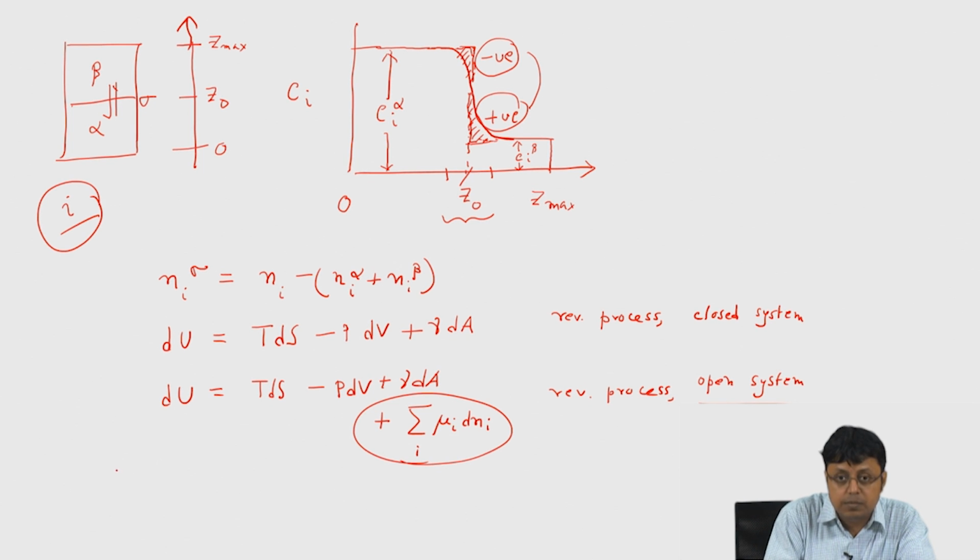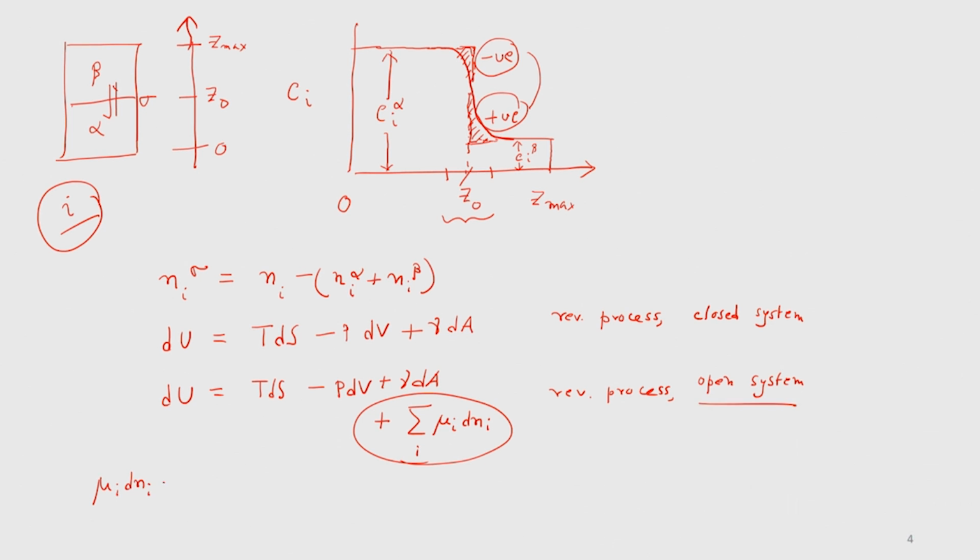So, we know what mu i dni is. If you ask this question, what is mu i dni? Mu i will be the chemical potential, but we have to define the chemical potential of which phase. Now, when equilibrium has been attained, you can always say that the chemical potential of a particular constituent, which we are denoting as i here, will be the same in all the phases. So, mu i of alpha will be equal to mu i of beta will be equal to mu i of sigma, which means now we can just write it as mu i.